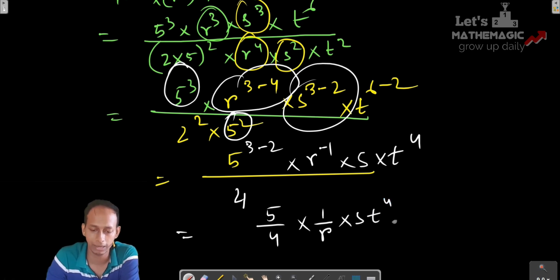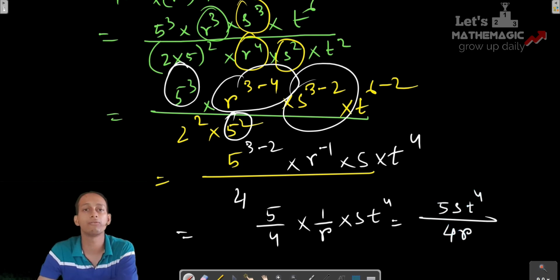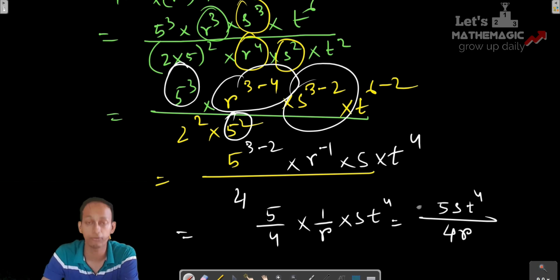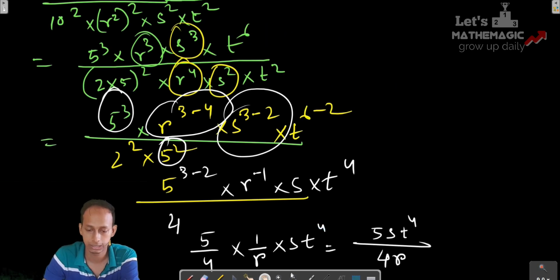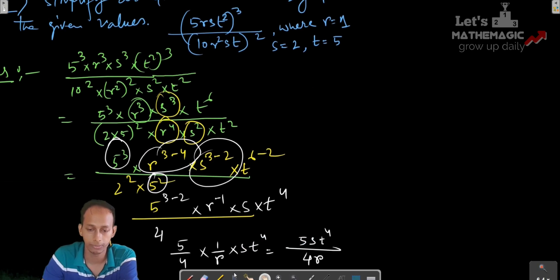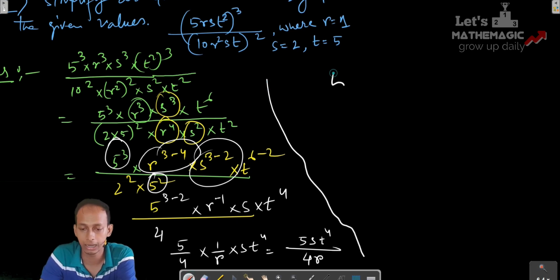So ultimately what I am getting, it's 5s to the power 4 by 4r. Now we'll just put the values that they have already told, that is, the value of r is 1. So let me just write it here in a bigger form: 5s to the power 4 by 4r.